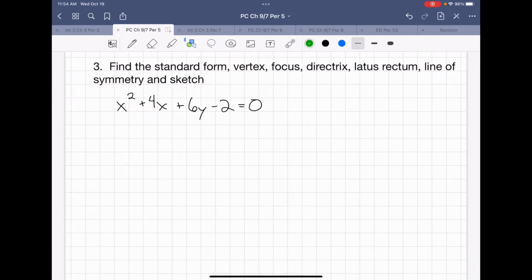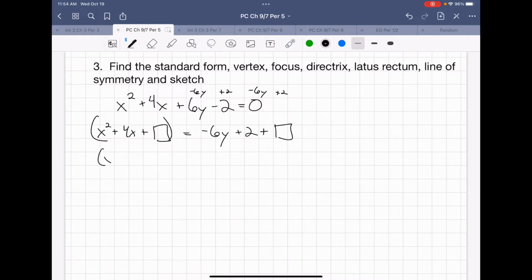So completing the square again. When you look at this equation, x is the only thing squared, so that's how you know it's a parabola. X will be what we complete the square with. We should move everything else to the other side of the equal sign. And keep it balanced by adding that same square. Half is plus 2, squared is 4. Add those together and you get 6.